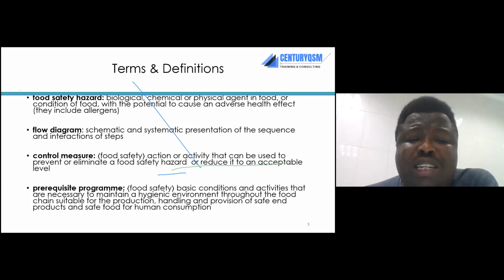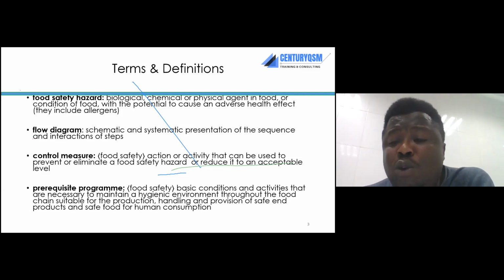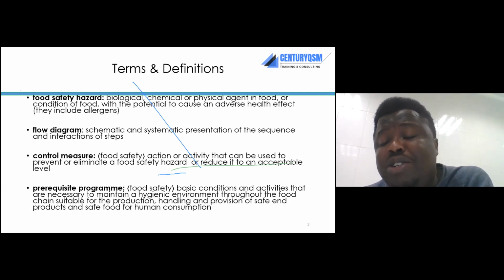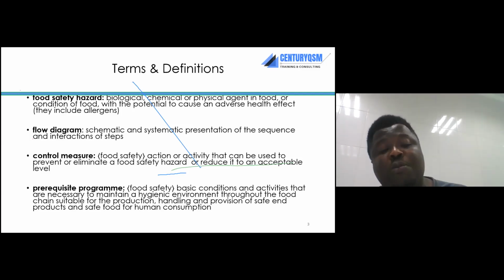It is very, very important that you know what a flow diagram is, because it's part of your preliminary step that you need to take before you even start your HACCP study. You need to know what the flow diagram is. And the flow diagram is just a schematic flow or representation of your process. For example, you want to produce.